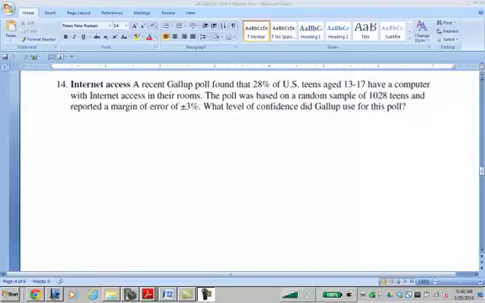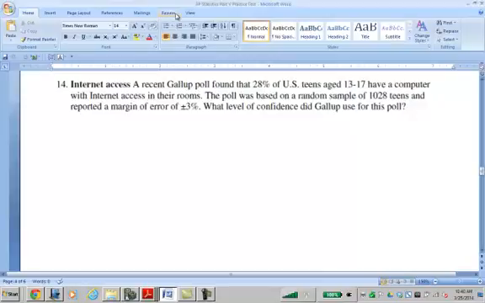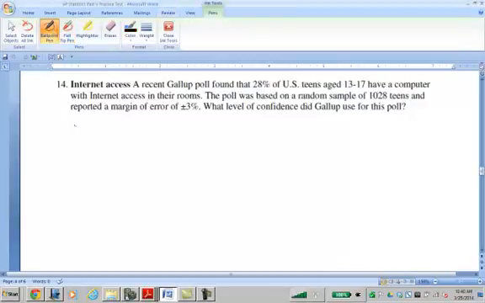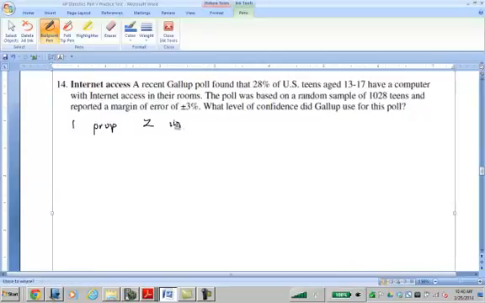Problem 14, test 1 for part 5. This is what's being asked for: a one proportion z-test. A one proportion z-interval, I should say. One proportion z-interval.